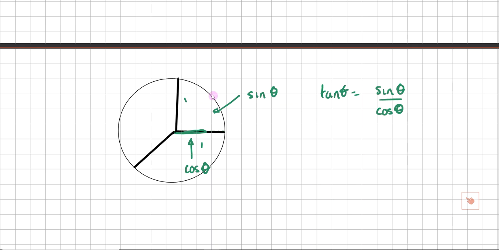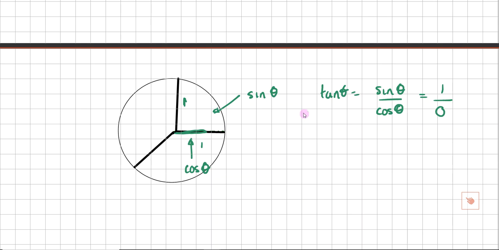if sine theta is, as we would normally do it, this height, what's sine theta? Unit circle, so that was 1. But what is cosine theta? It's 0, isn't it? If we get rid of this line, how long is the cosine theta for that? It's 0, right? So what is 1 divided by 0? Undefined. You can't do it, which is why there's an asymptote at that point.